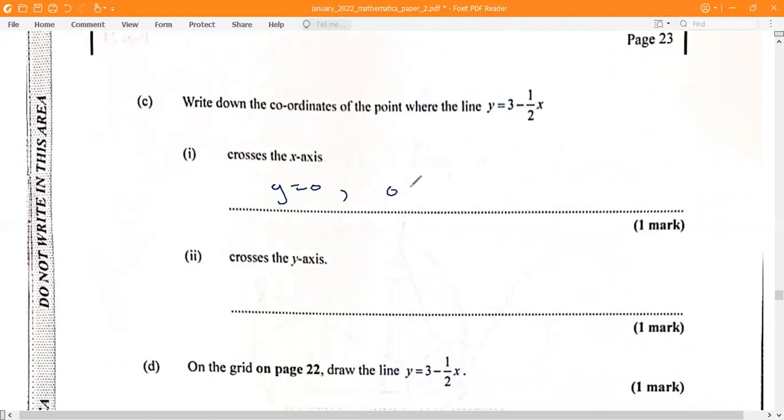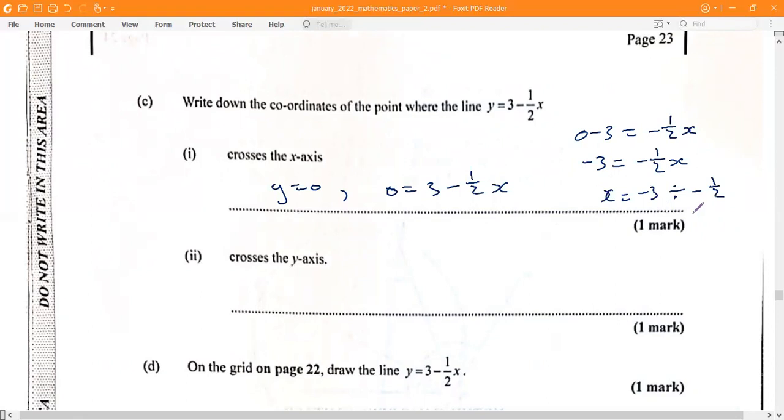So therefore 0 is equal to 3 minus 1/2 x, when we substitute 0 for y, and then we solve this equation. We subtract 3 from both sides of the equation, so we get -3 is equal to -1/2 x. Then we divide both sides by -1/2, so we get -3 multiplied by -2, which is +6. We have to invert our -1/2 to get -2/1, right?